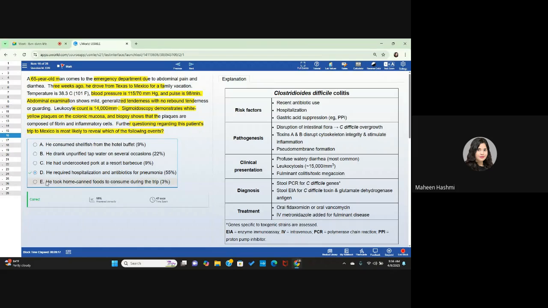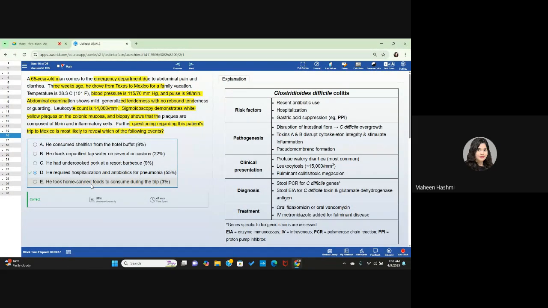I want you to answer me this. He took home canned foods to consume during the trip. What does home canned foods mean? Botulism. What happens in botulism? What type of paralysis does it cause? Descending paralysis. Flaccid. Very good. So it causes descending, and there's another thing that causes ascending paralysis. What's ascending? Guillain-Barré syndrome. GBS. Very good.